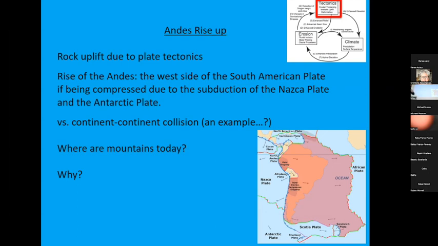from the basics, we think it's rock uplift, rock being uplifted due to plate tectonics, right? The west side of the South American plate.